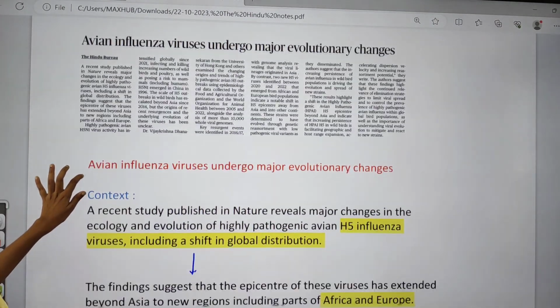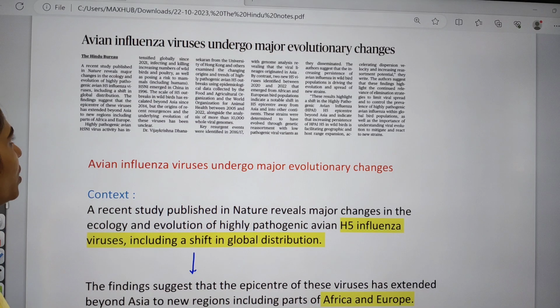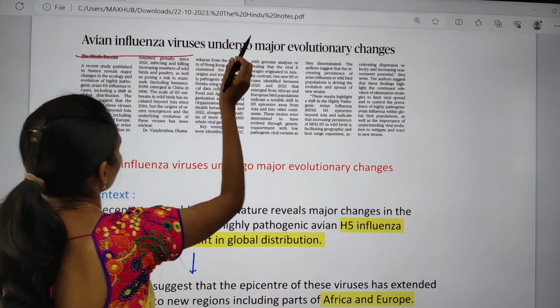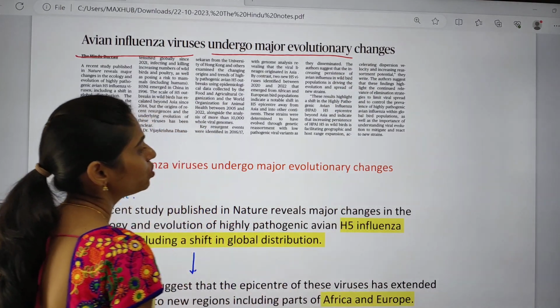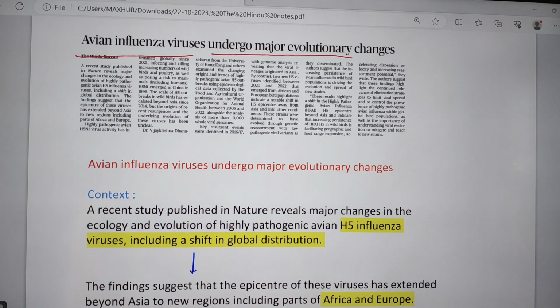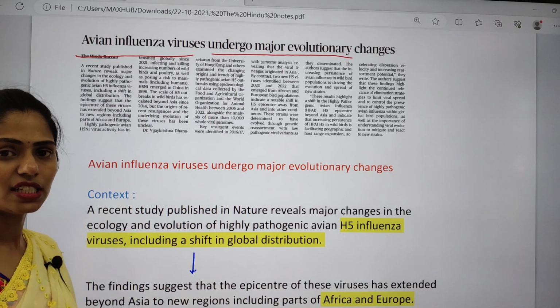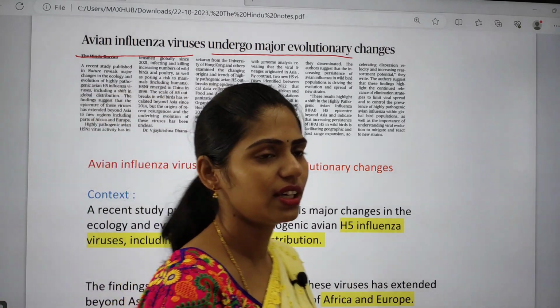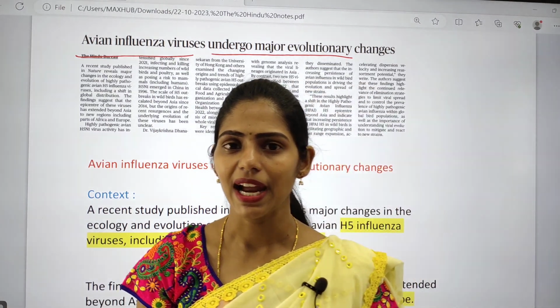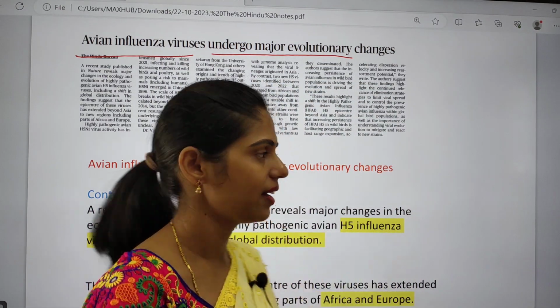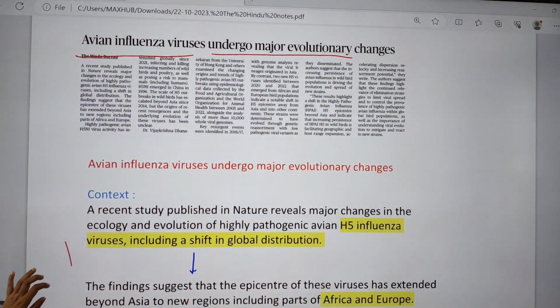And the next topic is about avian influenza. So avian influenza virus undergoes major evolutionary changes. This topic is important from your science and technology perspective, because in science and technology you will be studying about different types of diseases. So from that point of view, it is important. So now let us see the context.